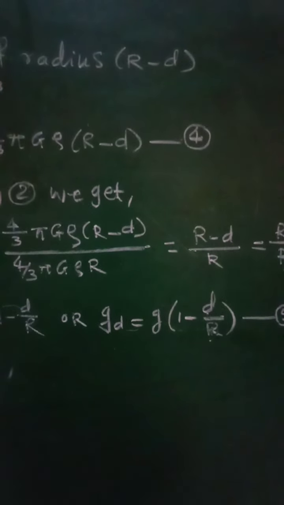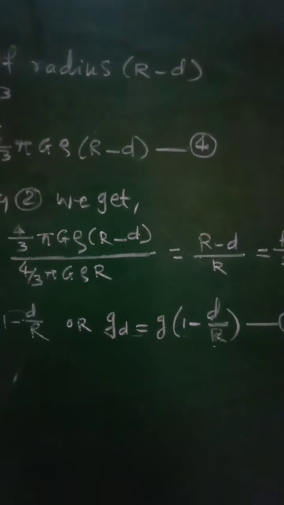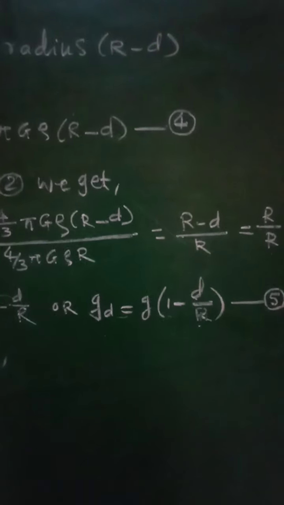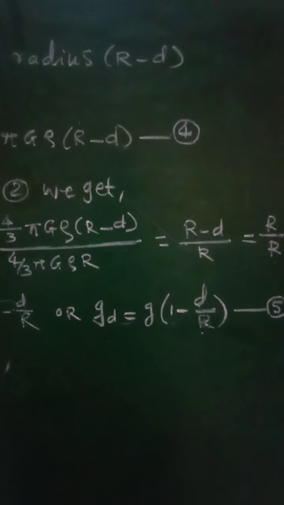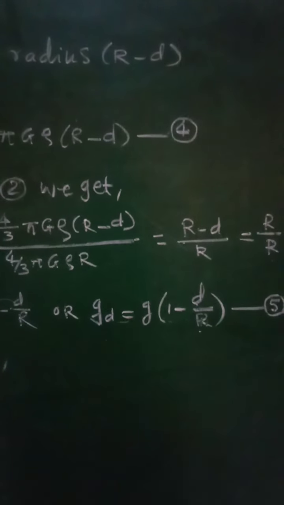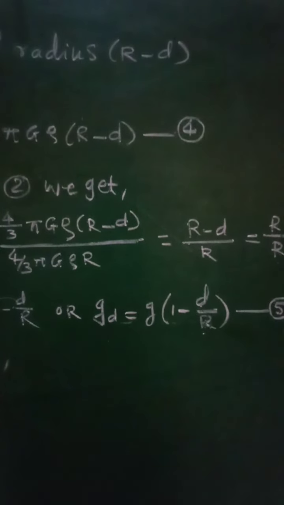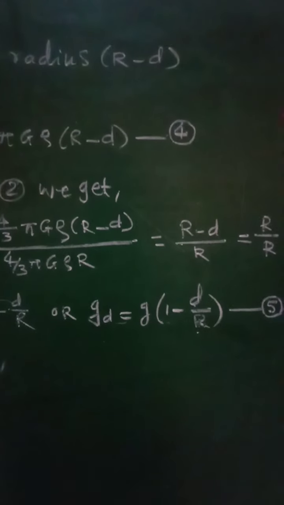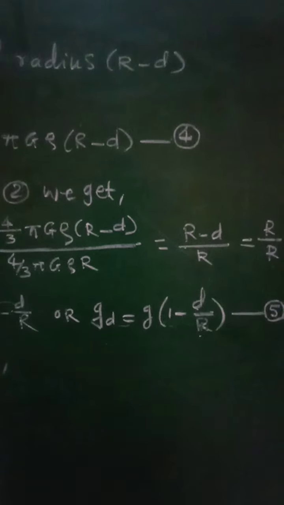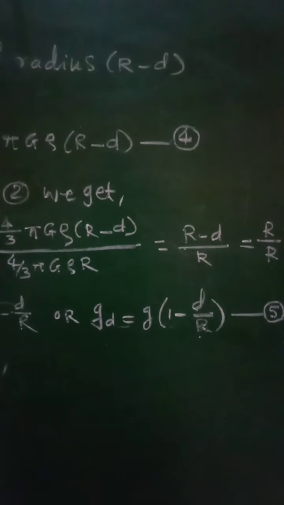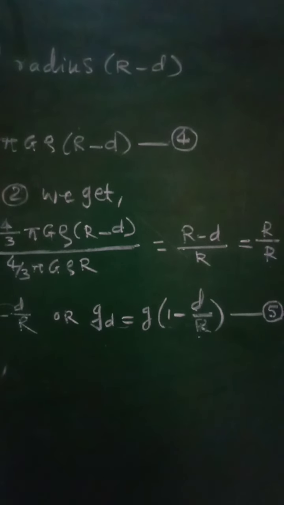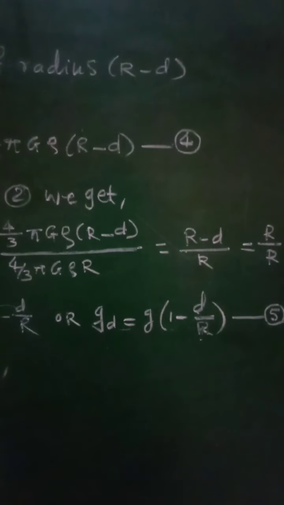And therefore from these 2 points it is clear that the acceleration due to gravity depends upon both altitude as well as depth, and it will go on decreasing with increasing altitude as well as increasing depth. So we can say that as from the earth's surface the altitude increases or depth increases, in both these cases the acceleration due to gravity goes on decreasing.